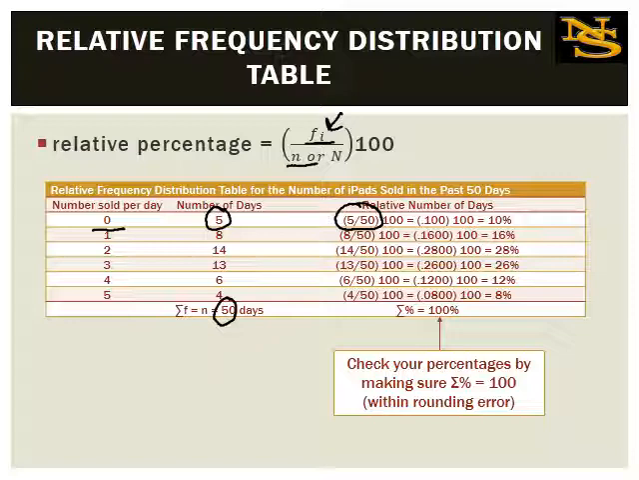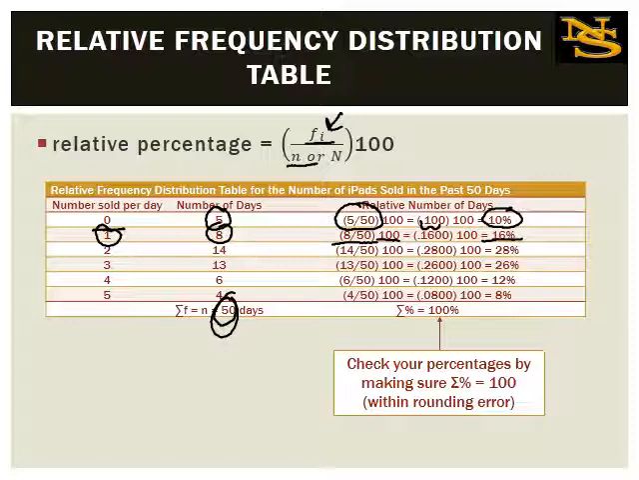To turn that into a percent, you just multiply it by 100, or you just scoot this decimal place 2 places over, you get 10%. Let's just look at the next one. What percentage of the days did we sell 1 iPad? Okay, well, 8 days divided by 50, bam, times 100. 16% of the days we sold 1 iPad.